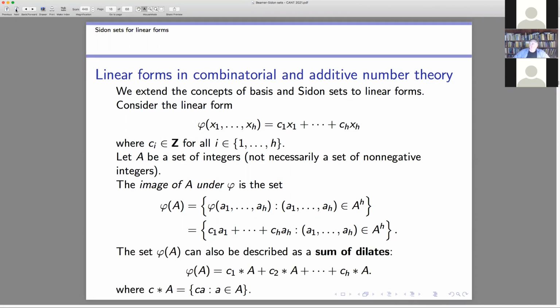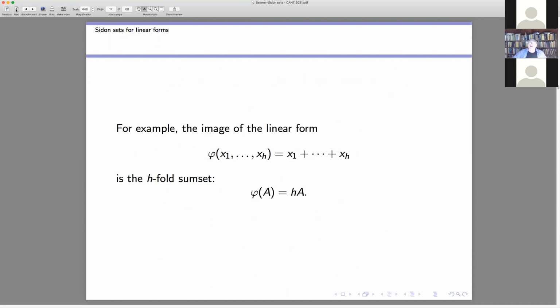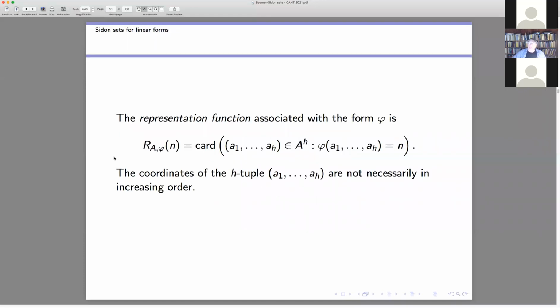And so that's what we're interested in. You have the linear form, you have a set A of integers, and you look at this image, which you can also describe as a sum of dilates. And some people like to do that. If you take the simplest linear form, where all the coefficients are 1, x1 plus x2 plus x3 up to x sub h, then the image is just the usual H-fold sum set.